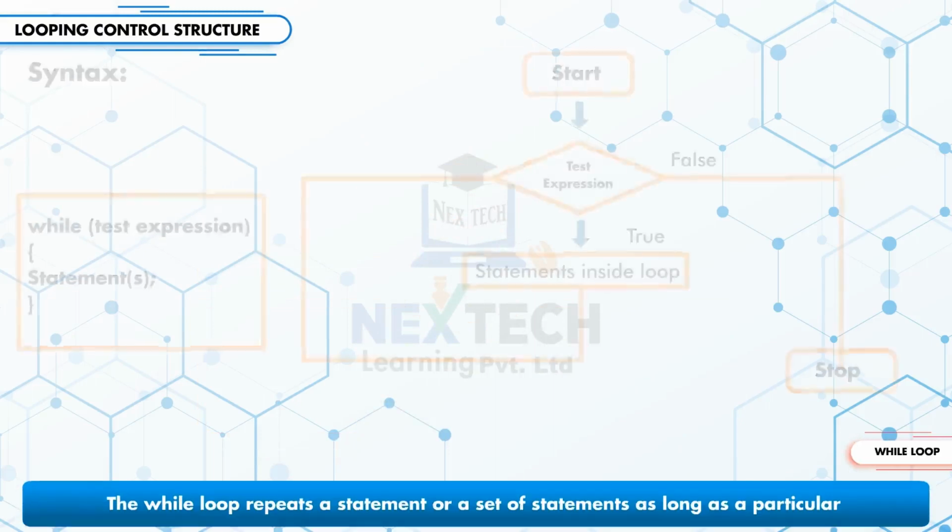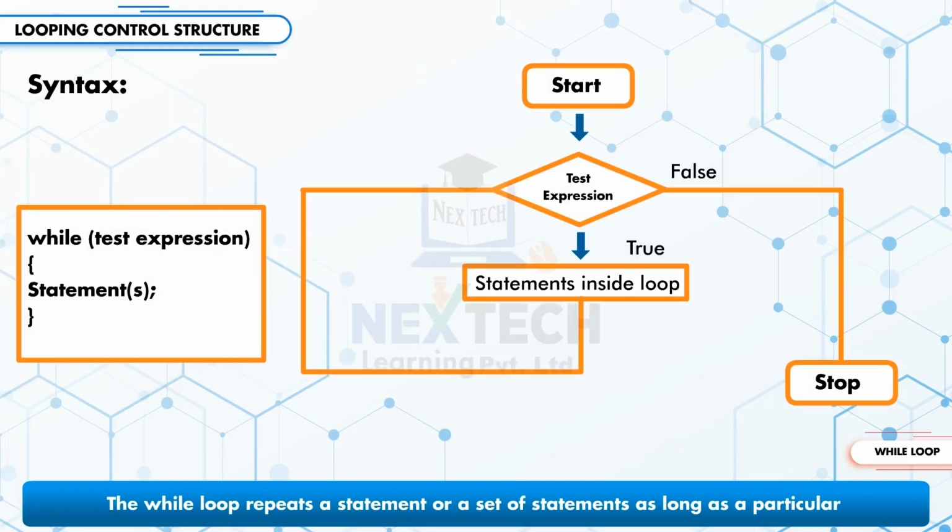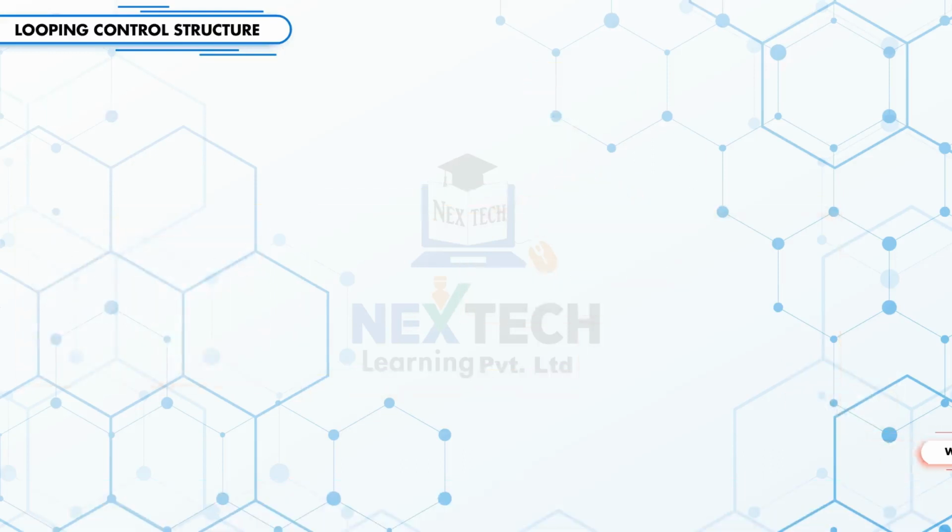While loop. The while loop repeats a statement or a set of statements as long as a particular condition evaluates to true. The test expression is a Boolean expression. If it returns true, the while loop executes the statements specified inside the loop and then tests the condition again, repeating until the condition is false.